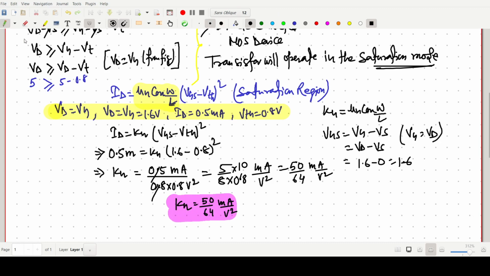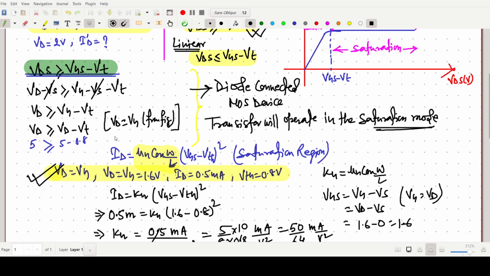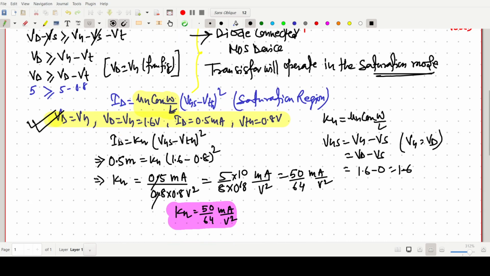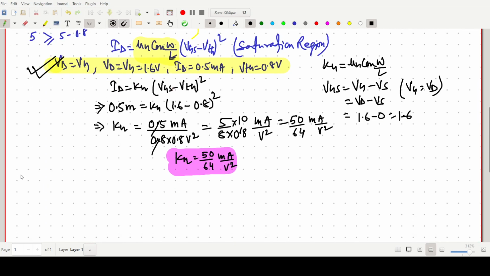Okay, so now this is one condition. When one condition is given, now in the question we have to find whether ID is still in saturation for VD value 2 volt. Now we have to find, for VD 2 volt, the drain current. I am writing this as ID dash. Now Kn is known to us, that is 50 by 64 milliampere by volt square. So again the transistor will operate in saturation.